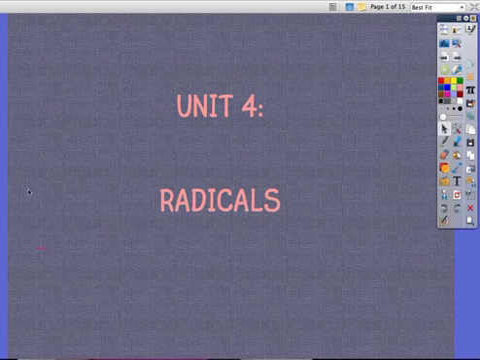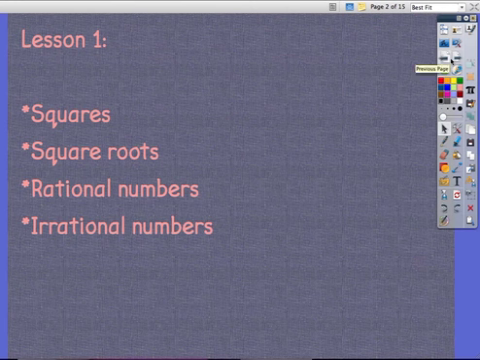So today we're going to be beginning our unit on radicals. In the first lesson of this unit, we're going to address the following concepts. We're going to review the idea of squares and what it means to square a number. We're going to introduce square roots, which will mostly be a basic review that we'll build upon later. We're also going to move into identifying and defining rational versus irrational numbers.